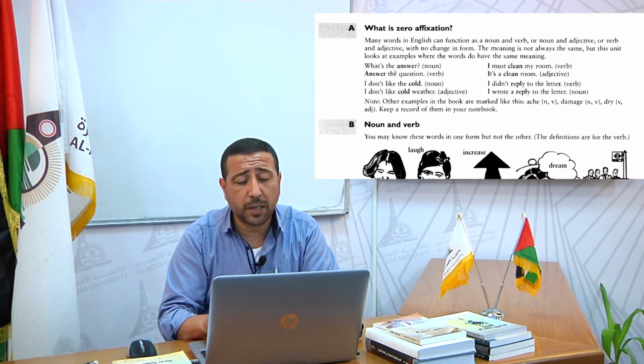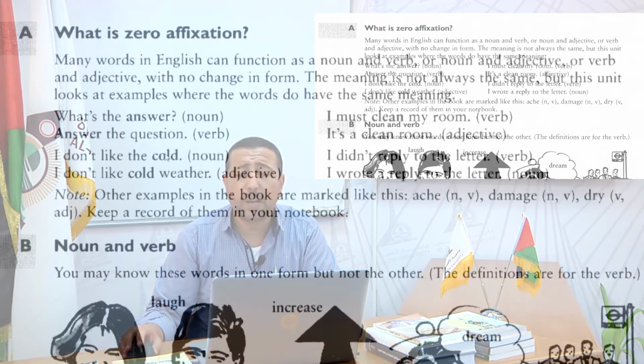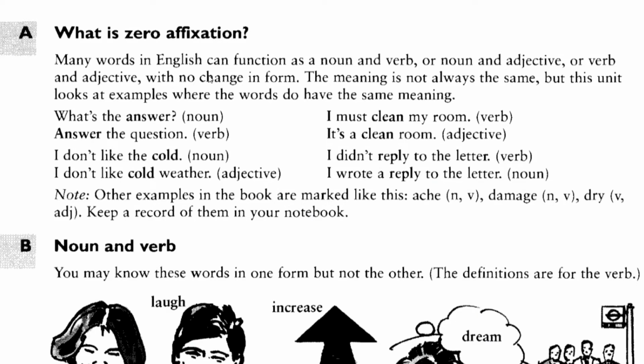Okay, so here let's have a look. Many words in English can function as a noun and verb, or noun and adjective, or verb and adjective with no change in the form. We don't have any change in the form, but the meaning is sometimes different. Sometimes we have the same meaning, sometimes a different meaning. The meaning is not always the same. But this unit looks at the examples where the words do have the same meaning. Let's have a look at the examples.